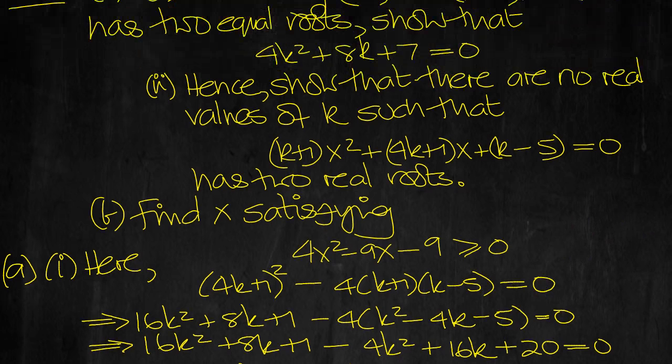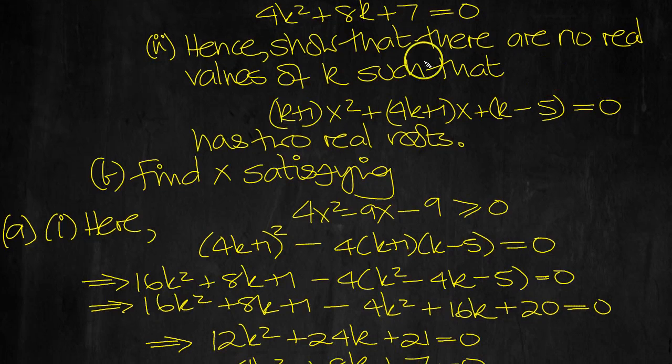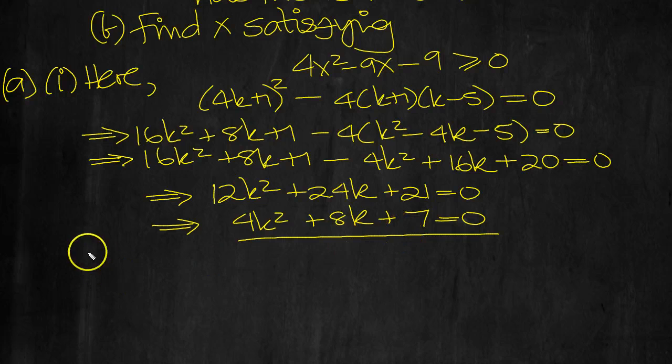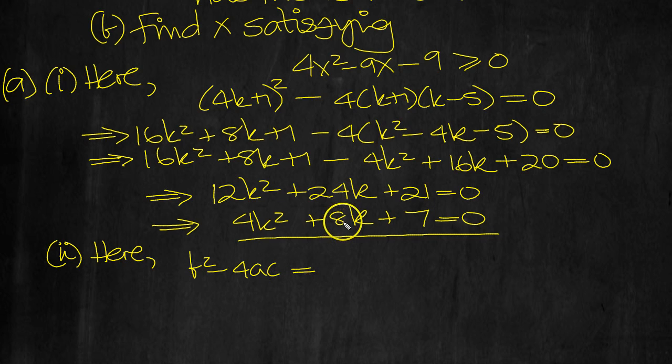Let's have a look. Yep, hence show that there are no real roots, no real values of k such that this is 0. So no real values of k. So this is a quadratic in k. So here, b squared minus 4ac is equal to, let's have a look what it equals, 64 minus 4 times 4 is 16, 4 times 4 times 7.